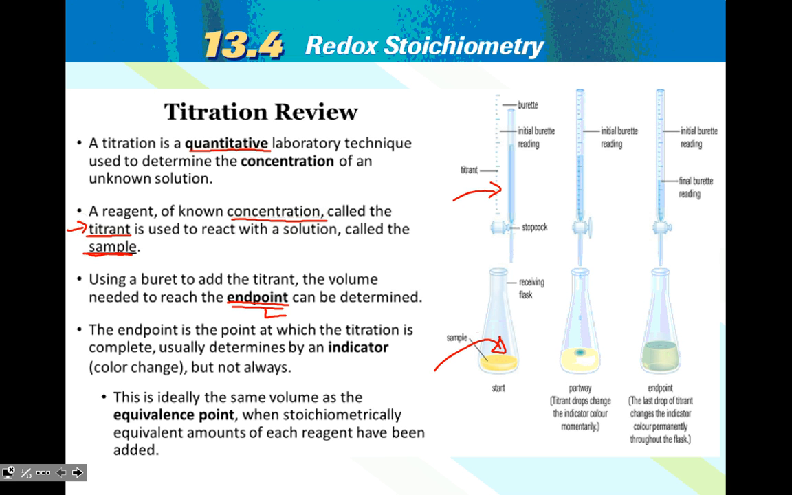The endpoint is where you have the color change, remember? It's when the color changed and it was permanent. The endpoint is the point at which the titration is complete, usually determined by an indicator, the color change, but not always. This is ideally the same volume as the equivalence endpoint. The equivalence endpoint speaks to the number of moles that have reacted between the titrant and the sample, when stoichiometrically equivalent amounts of each reagent have been added, and that's talking about the number of moles. So this is your quantitative data, and the color change is your qualitative data.